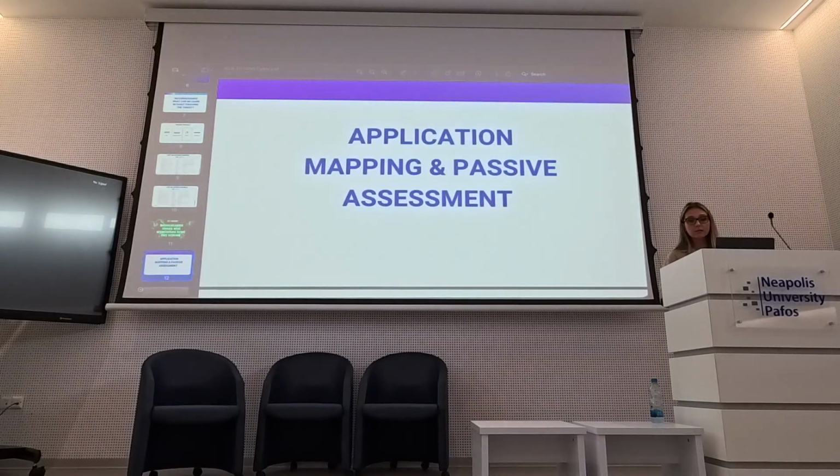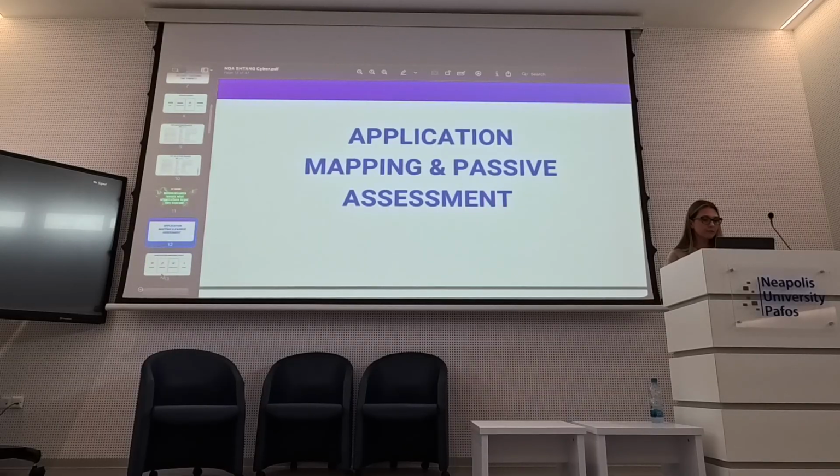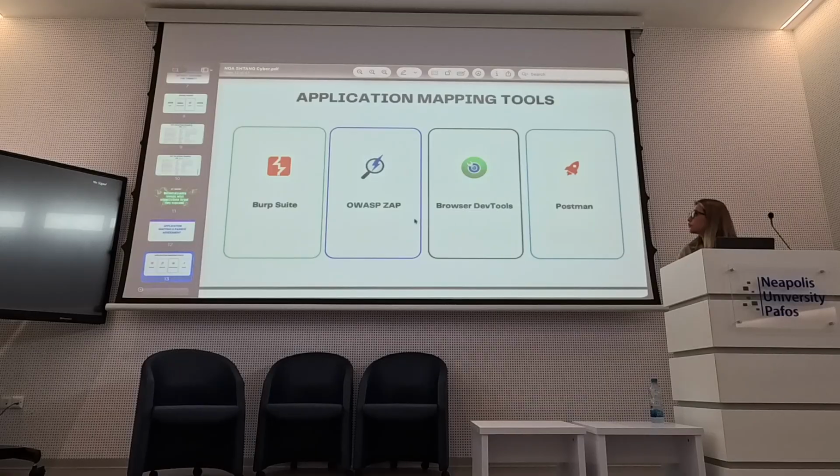Next step is application mapping and passive assessment. At this stage, before testing, we want to know how it works. We want to know the API, we want to know all the assets of the application. And the main tools we are using here are Burp Suite, Avast Web, Browser DevTools, and Postman.